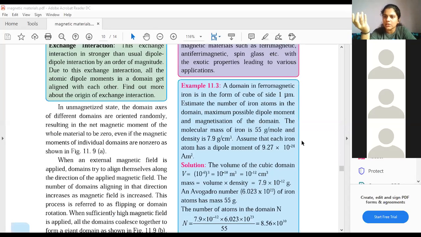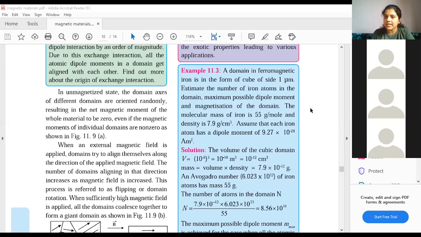We have this cubical domain. So we are supposed to find out how many atoms are present in that domain, what is the total magnetic moment of that domain, and how much is the extent of magnetization. All right, fine. What is the data given to us?